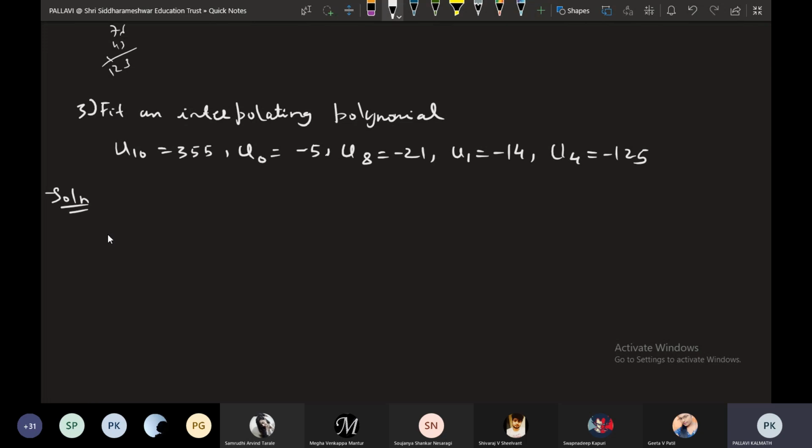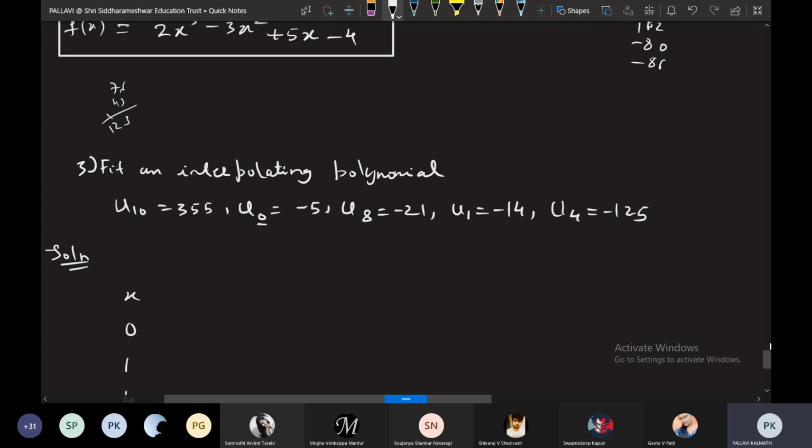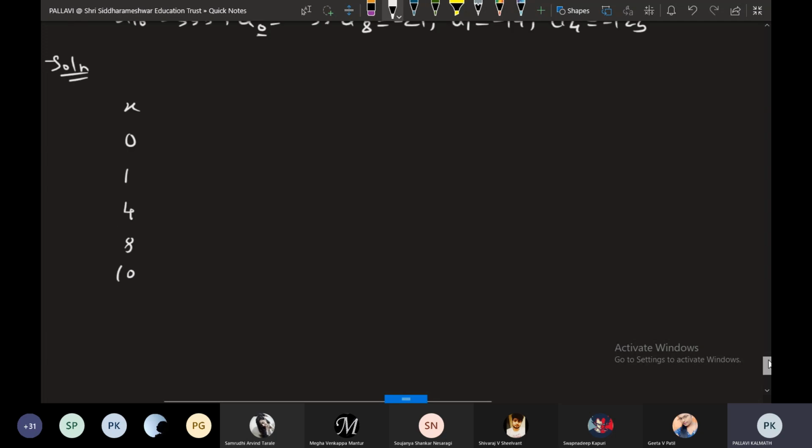u0. u0 means what is x zero value? 0. 0. Which is bigger? Is it u1? Then u1, the value is 4. Then u8, so the value is 8. And what is the last? 10. Last one is 10. So before you write this table values, you write as a note.